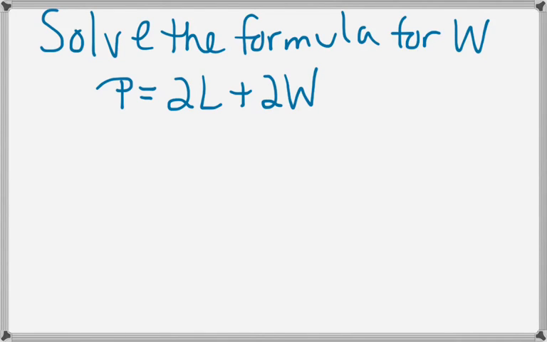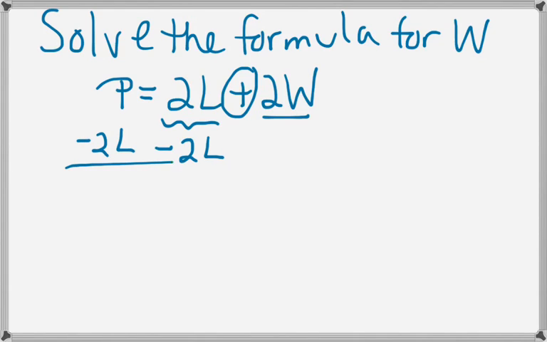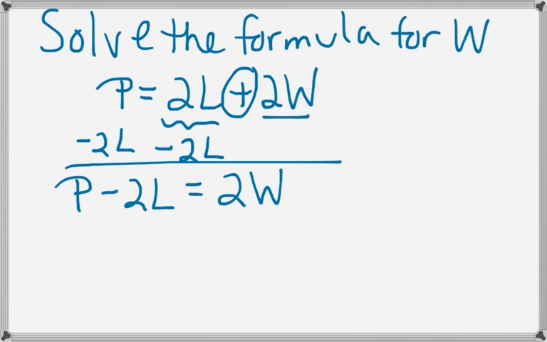So first thing is we see we have 2 terms on the right side. One term has a W, the other term does not. So we're going to want to subtract the term that doesn't have W from both sides. So we have P minus 2L on the left, and we have 2W on the right. And then to get W by itself, we just need to divide both sides by 2.